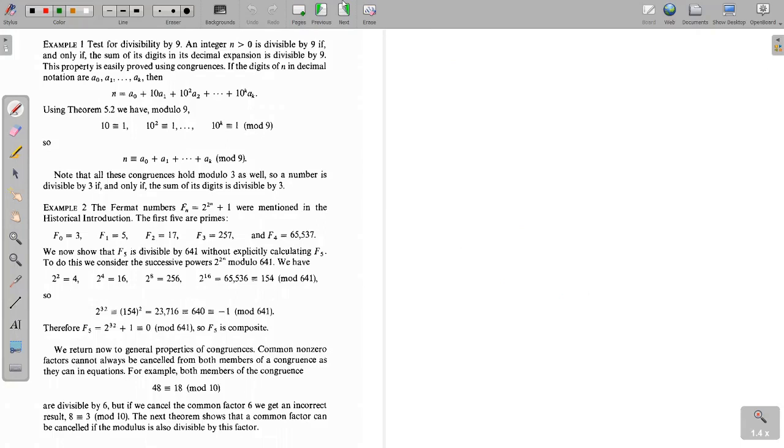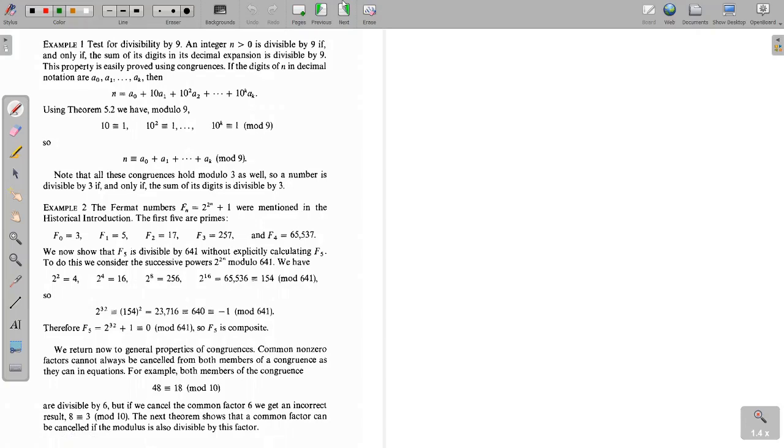Now we have a couple of examples over here. In the first example, a divisibility test is derived. That is the divisibility test for 9. We can prove that that is same as the divisibility test for 3. In the beginning, the numbers Fn equal to 2 raised to 2 raised to n plus 1 were called Fermat's primes. Later it was found that F5, the fifth number, is not a prime number. It has been proved in example 2.